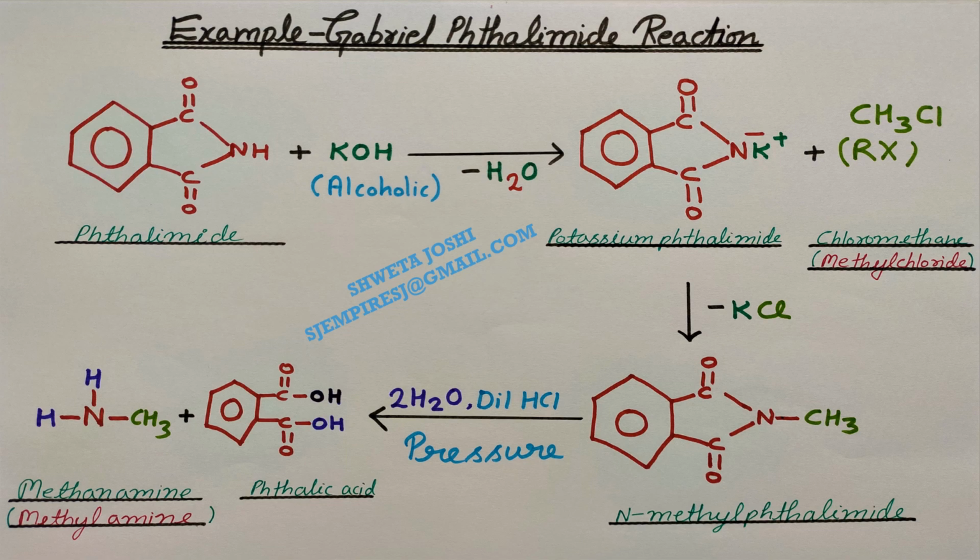This N-methyl phthalimide is then reacted with H2O in the presence of HCl and pressure is applied. Upon hydrolysis, N-methyl phthalimide gives phthalic acid as a side product and methylamine as a main product. It is a very convenient method for the preparation of primary amines.